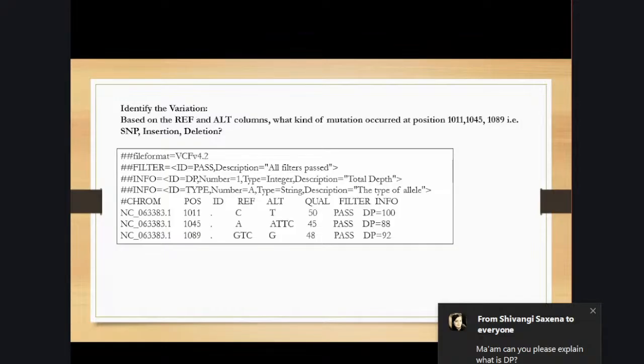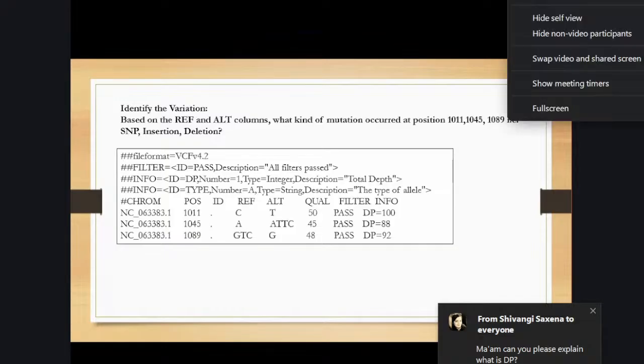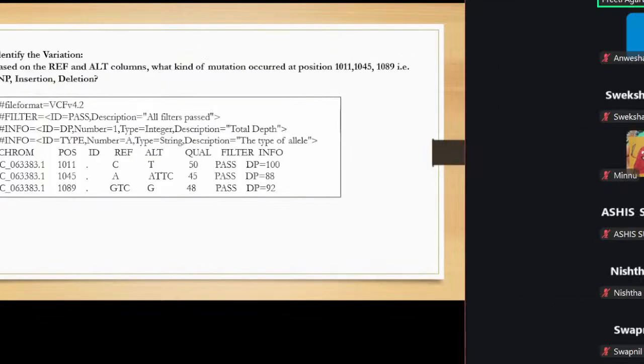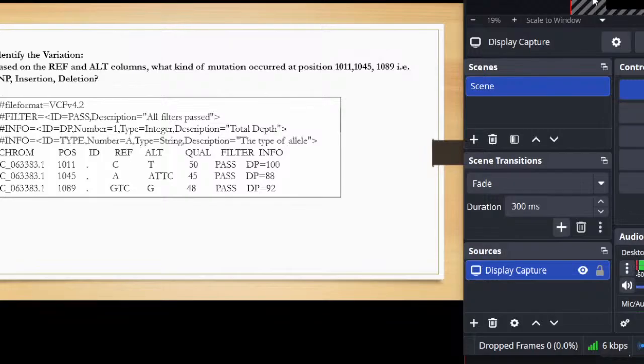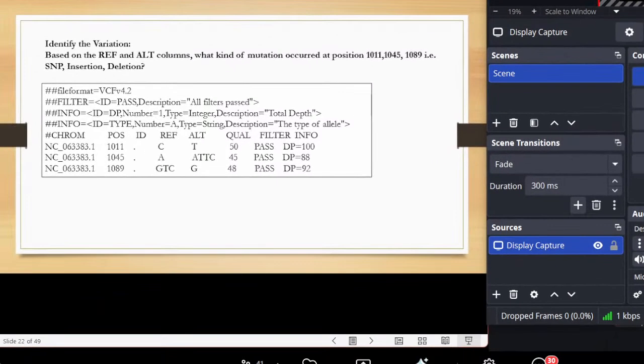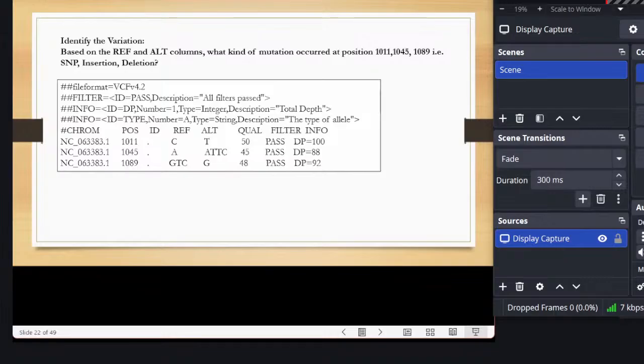Ma'am, can you please explain what is DP? So DP is the depth, at which, when a sequencing machine searches for particular changes in your read sequences.